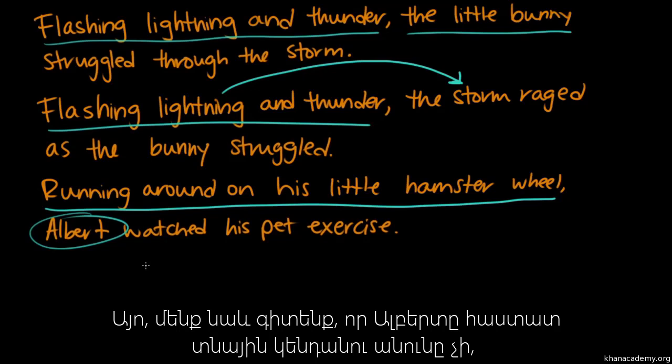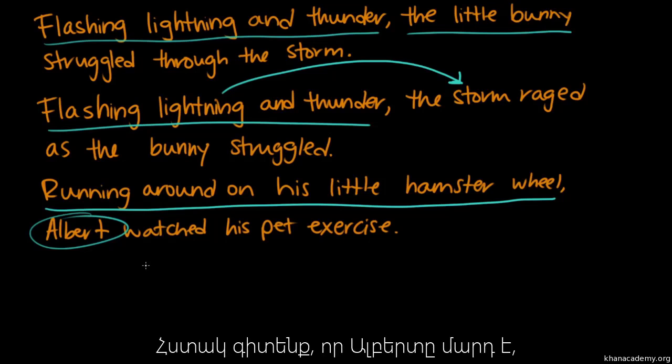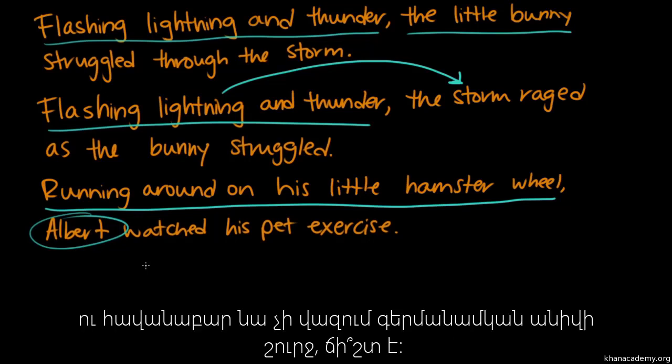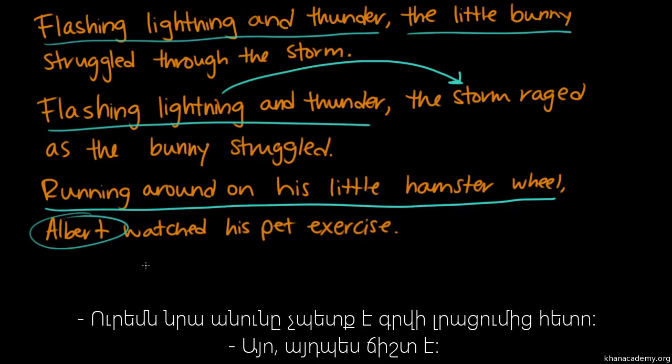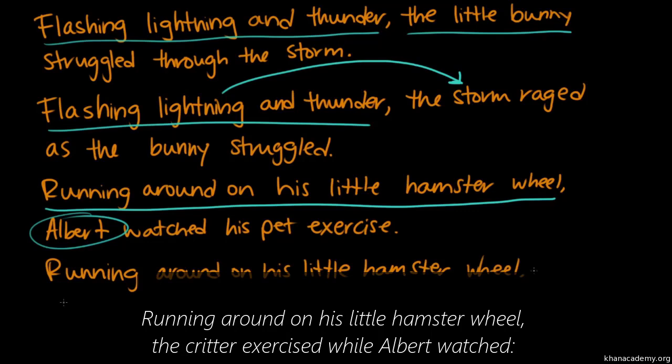Right, and we have a clue that Albert is not the name of the hamster or the pet, because it says "Albert watched his pet exercise." So we have a good clue that Albert is probably a human, and he's probably not running on a hamster wheel. Right. So he shouldn't be coming right after that modifier. Yeah, exactly. "Running around on his little hamster wheel, the critter exercised while Albert watched."